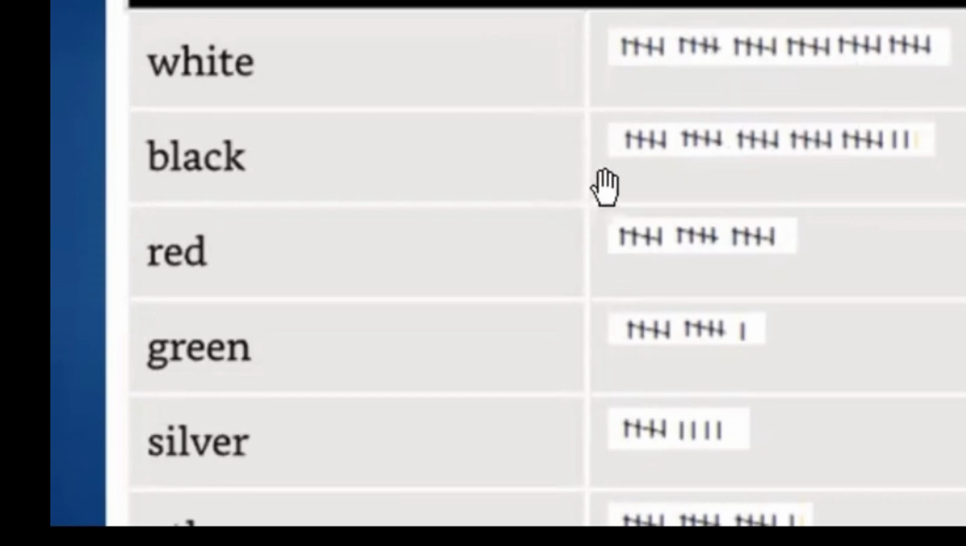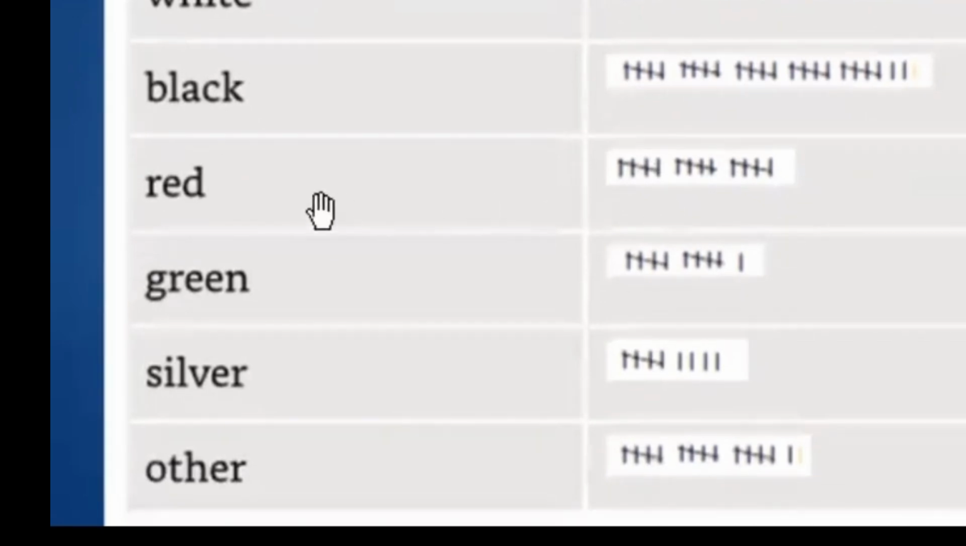In this particular instance, for black, we have 1, 2, 3, 4, 5. 5 times 5 is 25 plus 1, 2. So she saw 25 plus 2 or 27 black cars. Okay. And you would just read the rest of the tallies the same. So for red cars, she saw 1, 2, 3. 3 times 5 is 15. So she saw 15 red cars.